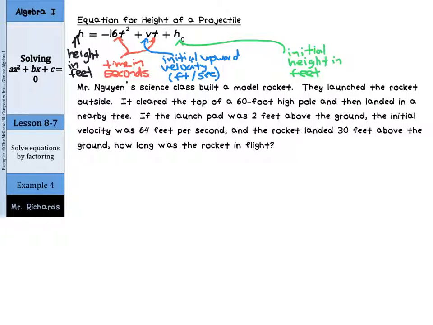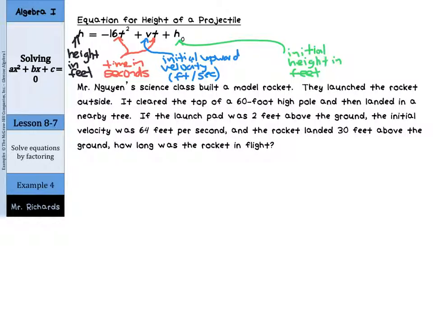So Mr. Wen's science class built a model rocket. They launched the rocket outside. It cleared the top of a 60-foot high pole and then landed in a nearby tree. If the launch pad was 2 feet above the ground, the initial velocity was 64 feet per second, and the rocket landed 30 feet above the ground, how long was the rocket in flight?